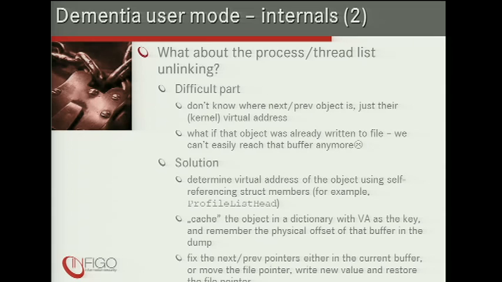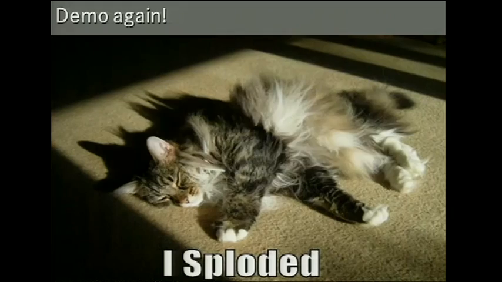I then cache this object inside a dictionary where the virtual address is the key, and I also remember the physical offset where I encountered this object. And then I fix the dump. I fix the previous and next pointers. If an object was at a lower physical memory address, I just move the file pointer of the dump file, do modifications there, change next and previous pointers, and restore the file pointer back to the current location. That's the solution to this problem, and it proved to be much more difficult than the kernel level modifications and hiding. Okay, so we can see another demo.